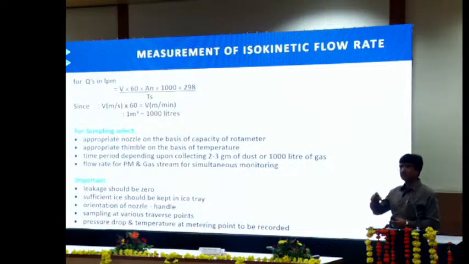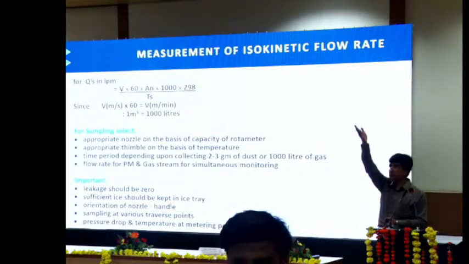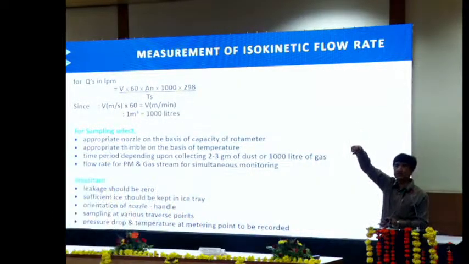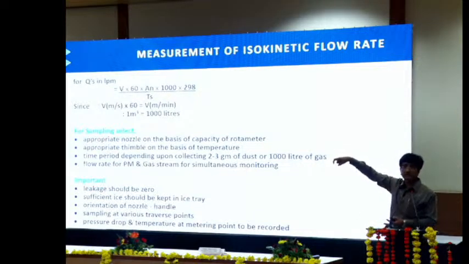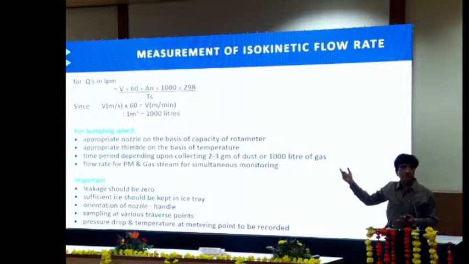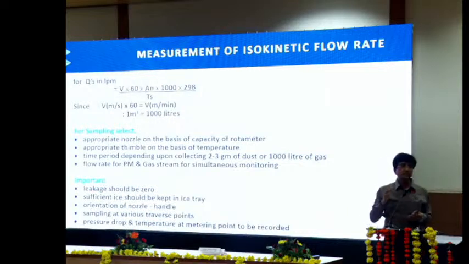Yes. Suppose the stack flow is from bottom to top, and if your nozzle from where the gases are being collected is this way, then it is all right. But suppose you have put it this way, what will happen? No collection.